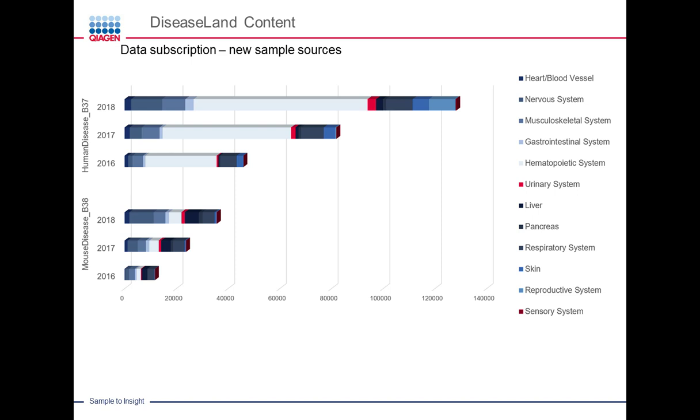Then looking at the same graph, but now looking at the samples broken down by the source instead of the therapeutic area, we can see that if the sample came from skin, for example, we've basically doubled that over time. A lot of content in the LAND is hematopoietic system, and again, it increases significantly over the years, and we're upwards of over 120,000 different samples now at 2018.